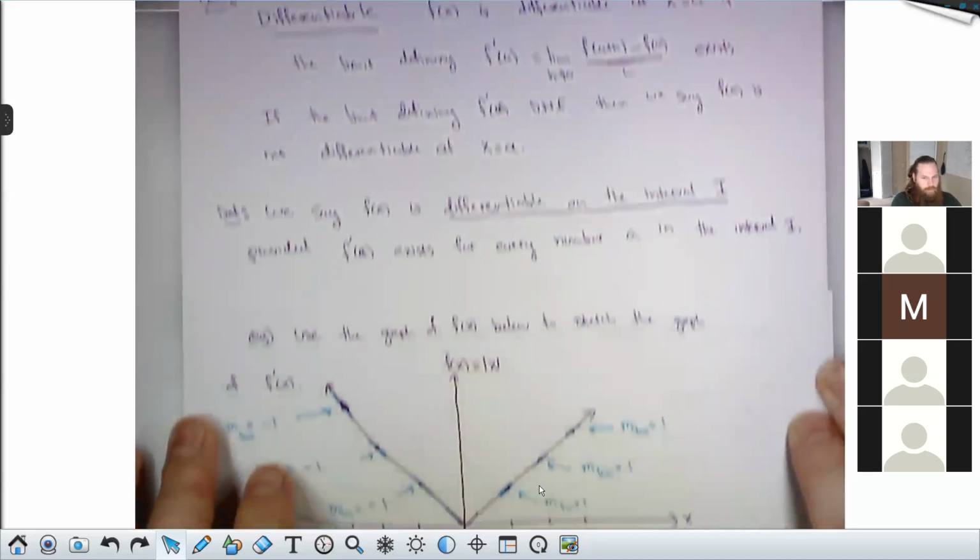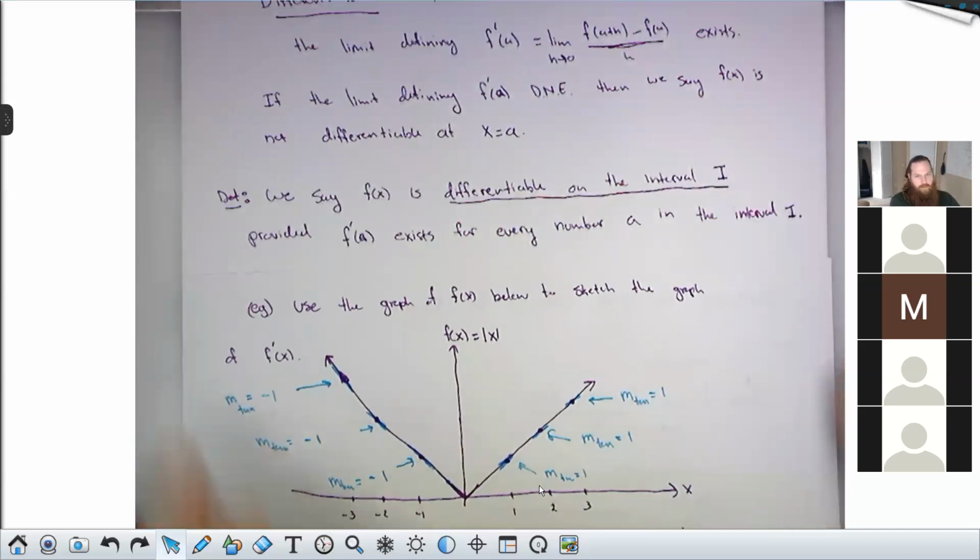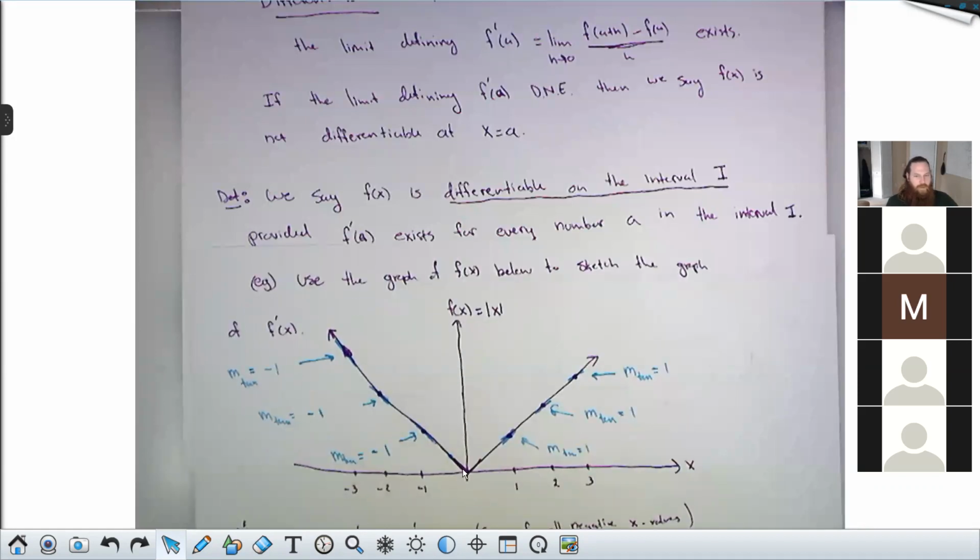Let me move this up here just a little bit. Here's our function, the absolute value of x. Is this function continuous? Yes, it's continuous everywhere. The whole graph is one piece. I never need to lift my pen to draw this graph. Even at zero, where it has slightly weird behavior, it's still continuous there. If you walk in from the left or from the right, both the left and right limits are zero, and the value of the function at zero is zero. The absolute value of zero is zero. This function is continuous everywhere.